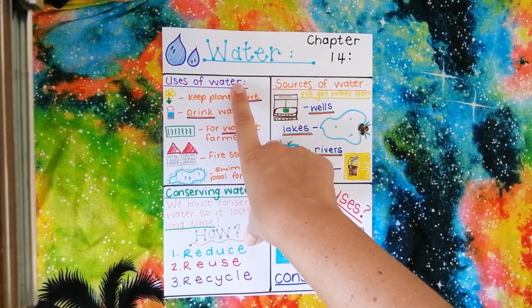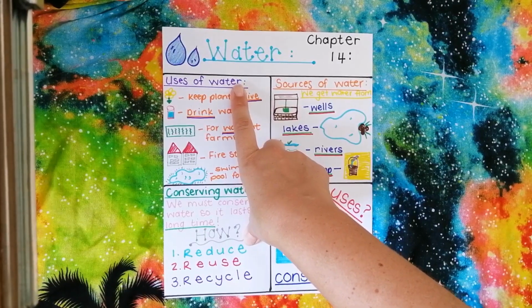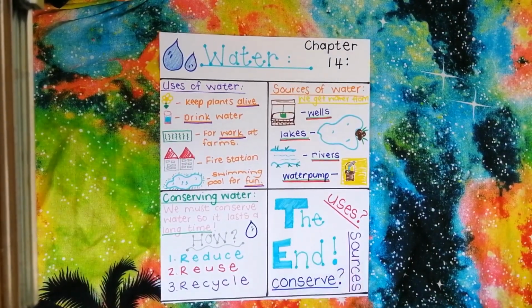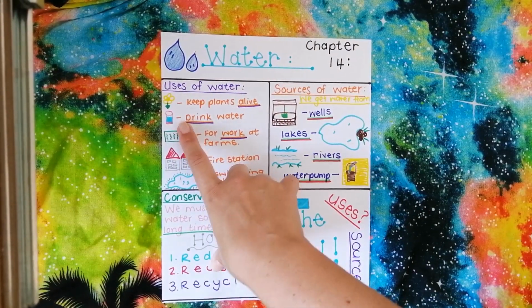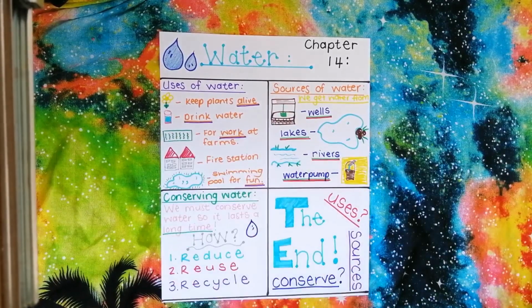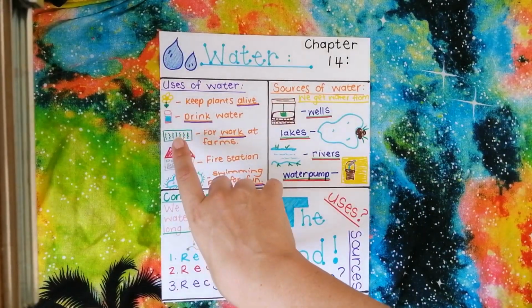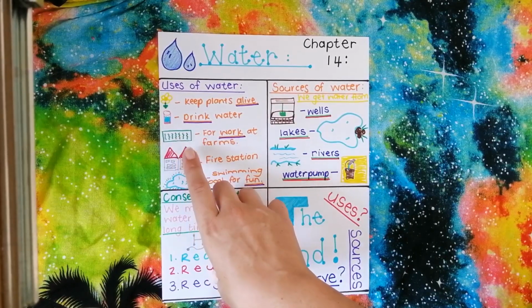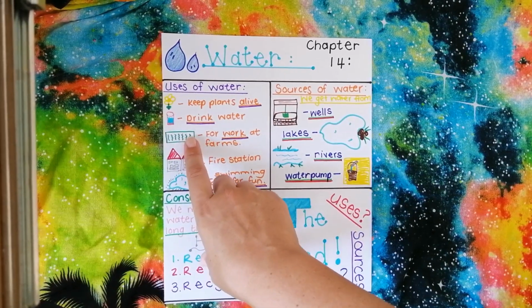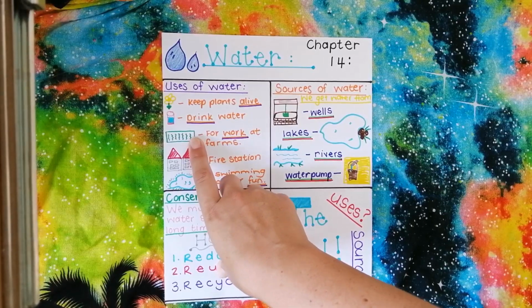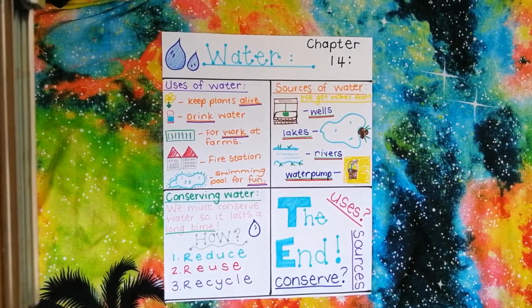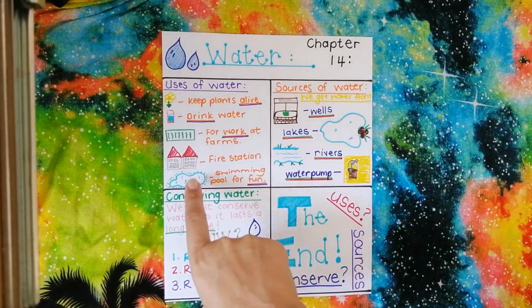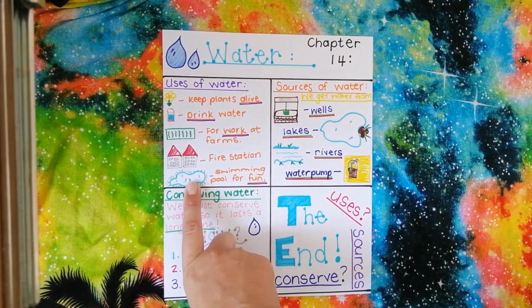The uses of water. Why do we use water? Where do we use water? Well, first of all, we use water to keep plants alive. All right, we also use water to keep ourselves alive. We need to drink water. Water is used for businesses and for people at work. So for those people who work on farms, you need to water their crops. And a fire station needs to use water to put out fires. We also use water just for fun, and that is an example here of a swimming pool.